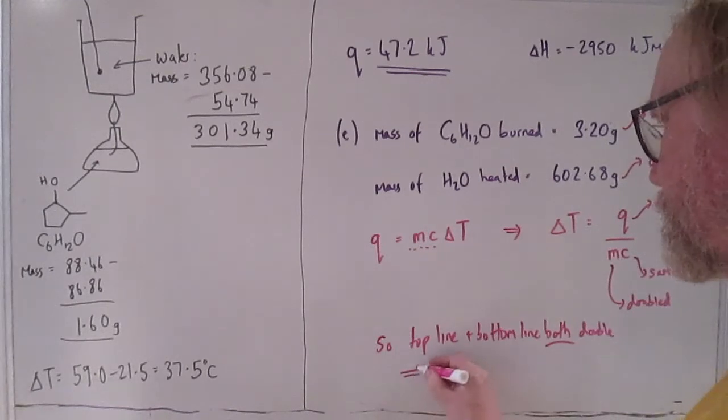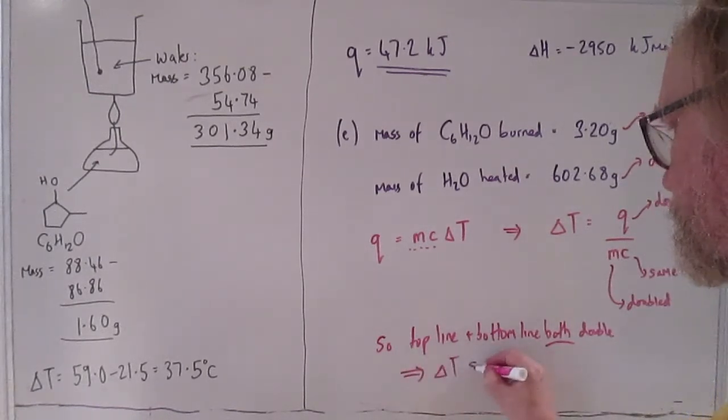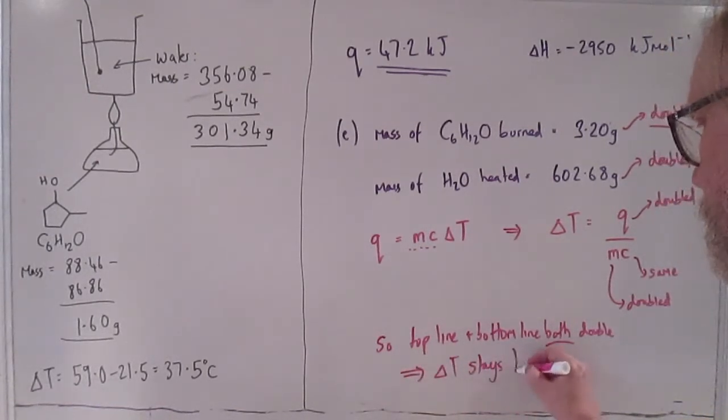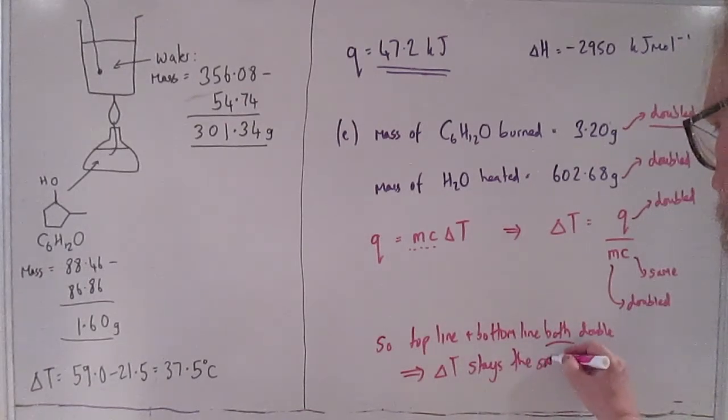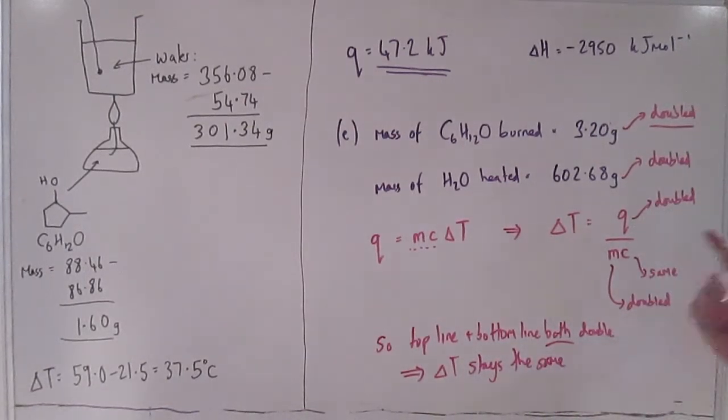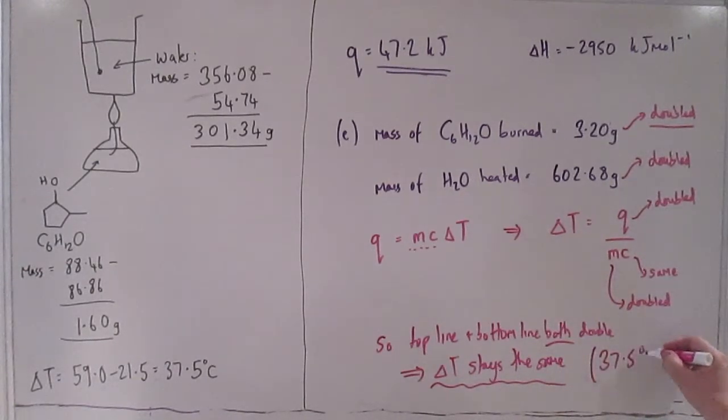Which means that delta T stays the same. Okay, because if you double the bottom line and you double the top line, the two effects cancel each other out, and so delta T stays the same. So that would be fine as your answer, or you could put the number down, 37.5 degrees C.